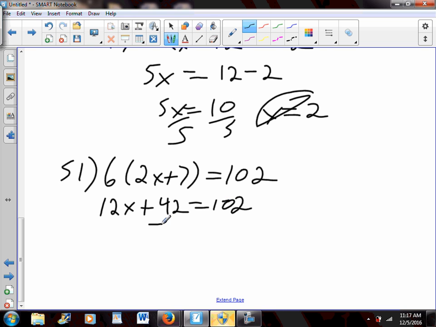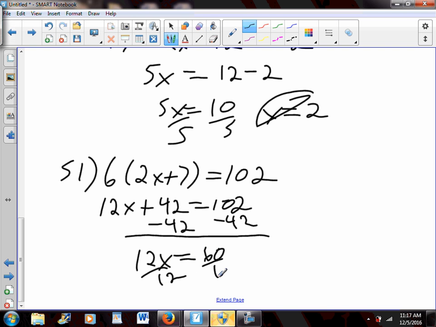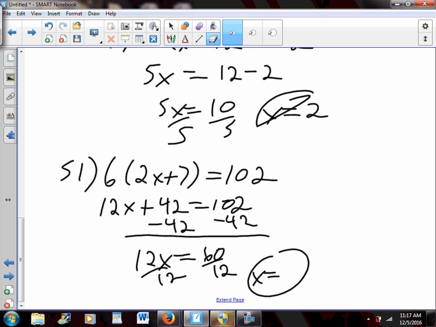If I subtract 42, I'm going to end up with 12x equals 60, and then 60 divided by 12, x equals 5. And that's true. There's a little bit of a quicker way, if you can spot it, to work this out. And that's simply this.